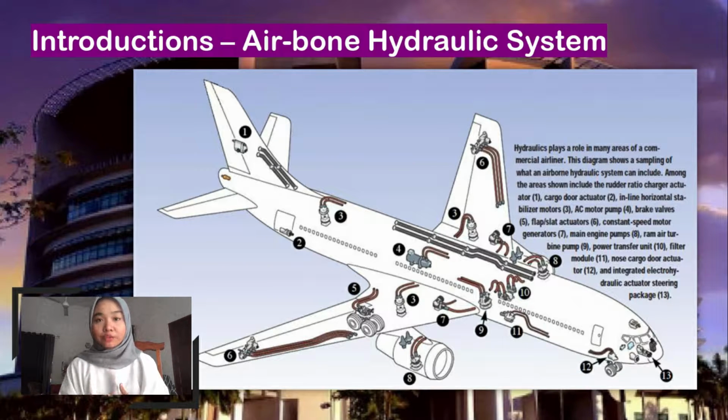In modern aircraft, hydraulics are used in primary flight control, flap slat drive, landing gear, nose wheel steering, thrust reverse, spoilers, rudders, cargo doors, and emergency hydraulic-driven electrical generators.